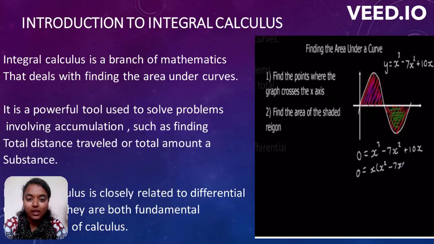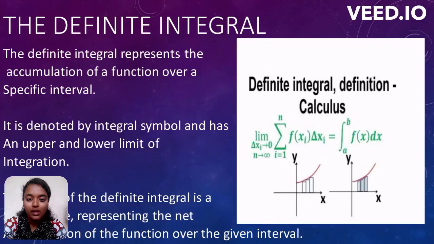Now, let us see about the definite integrals. The definite integral represents the accumulation of a function over a specific interval. It is denoted by the integral symbol and has an upper and lower limit of integration. The result of the definite integral is a single value representing the net accumulation of the function over the given interval.